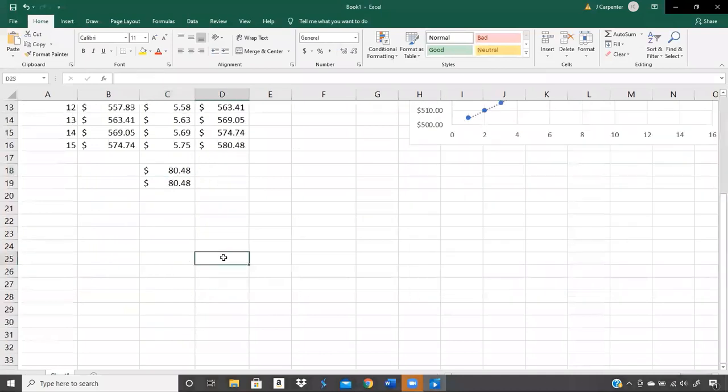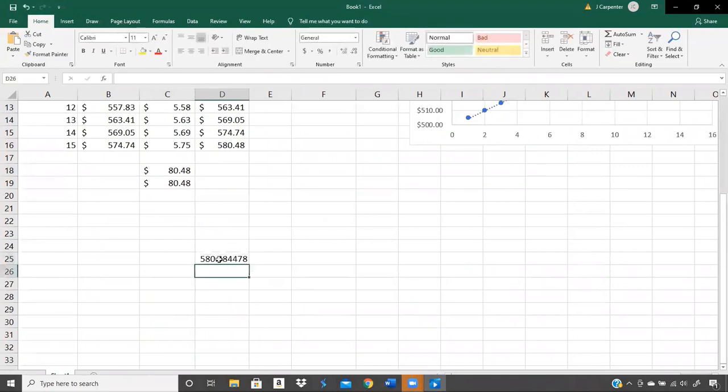Could you let Excel do it for you? Sure, I can just go to some random cell and type equals 500 times parentheses 1 plus. I can even do 1% instead of 0.01 in Excel. Close it, raise it. This little upside down caret, which for most keyboards is shift and 6, that's your exponent. And then we raise it to the 15th. And look at what we get, $580.48.